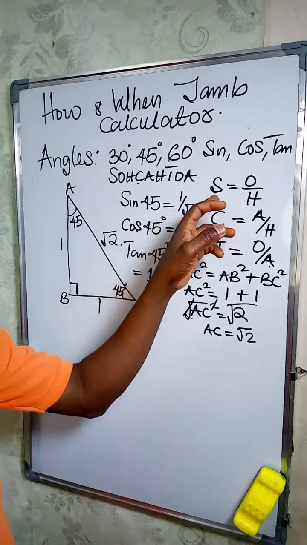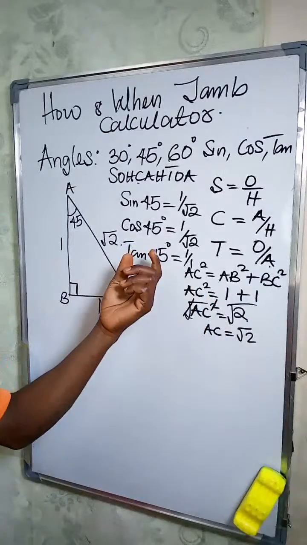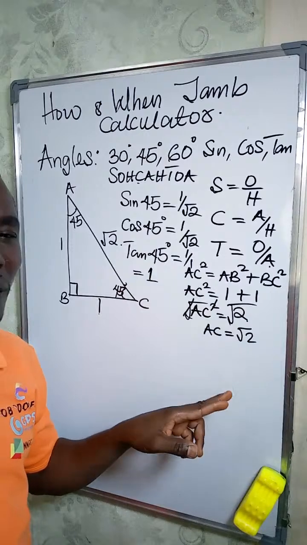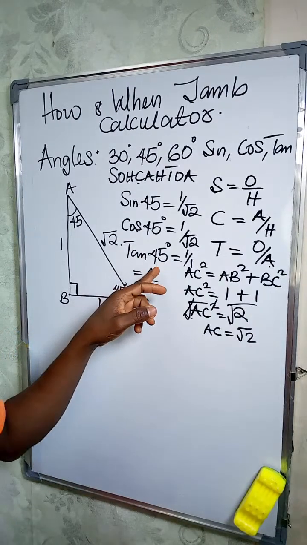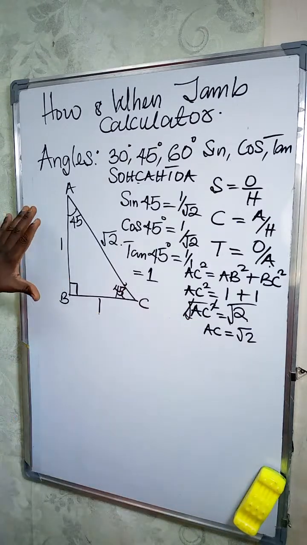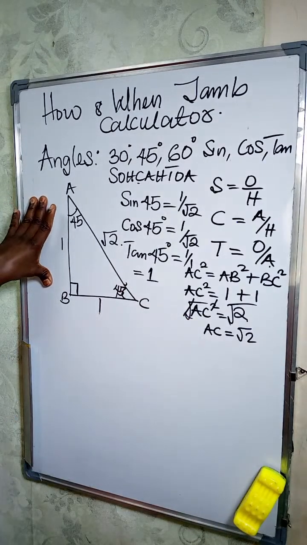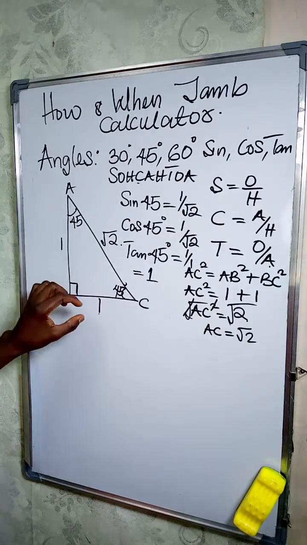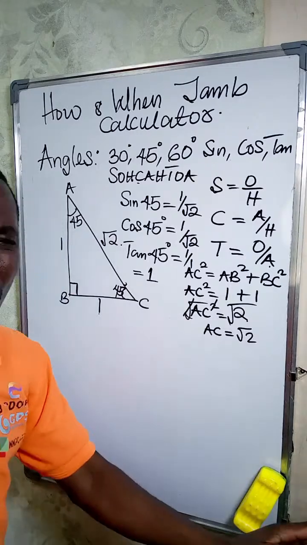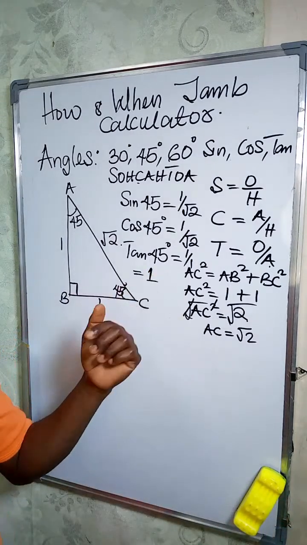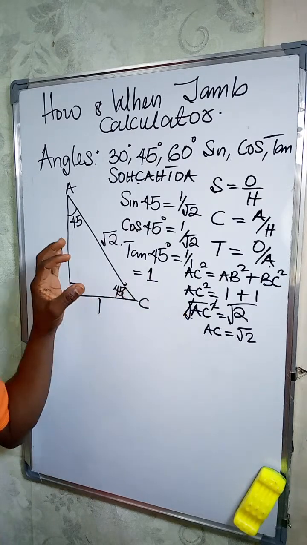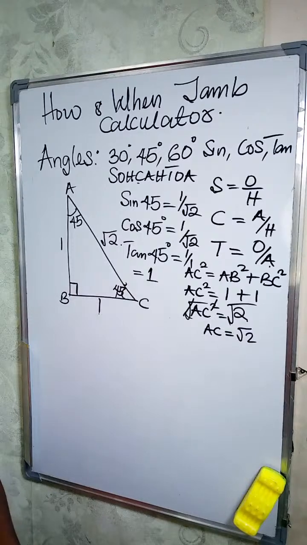Now if they set any question for any student and tell them to find tan 45, you will see the child trying to find how to use a calculator to find tan 45. You don't need a calculator. If you can remember this right triangle, that here is 1, here is 1, here is root 2, here is 45, and here is 90, you have the angle of 45. It's just 1. So you see, if you just have this angle, you have the solution.